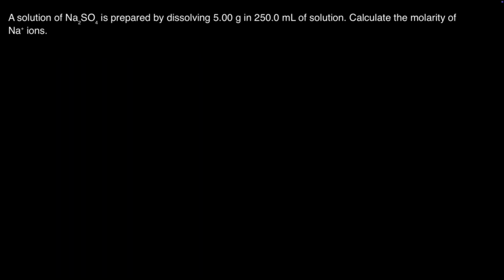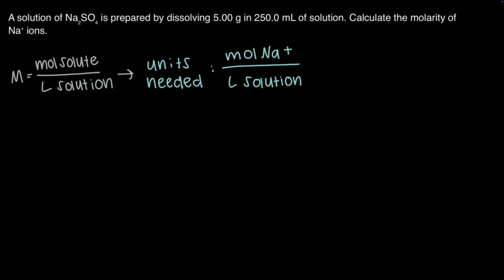A solution of Na₂SO₄ is prepared by dissolving 5 grams in 250 milliliters of solution. Calculate the molarity of Na+ ions. Molarity has units of moles of solute divided by liters of solution. For the molarity of Na+ ions, the units will be moles Na+ divided by liters of solution. We need to find moles of Na+ and liters of solution. Let's first find moles of Na+ from the grams of Na₂SO₄ given.